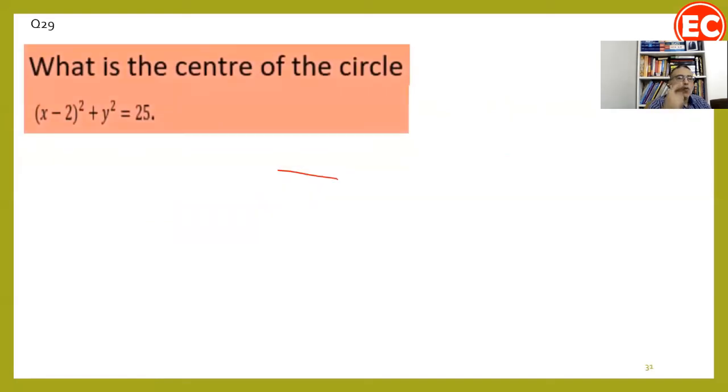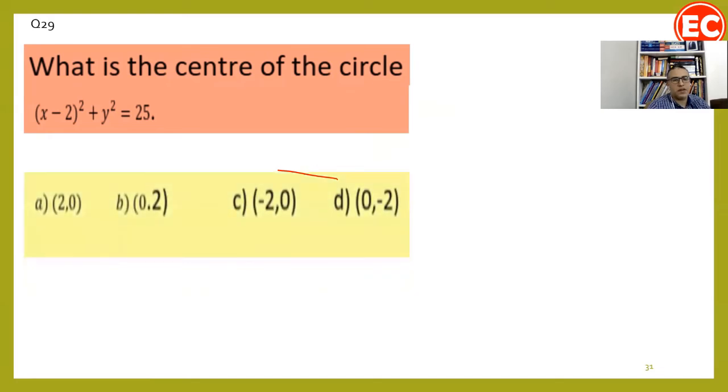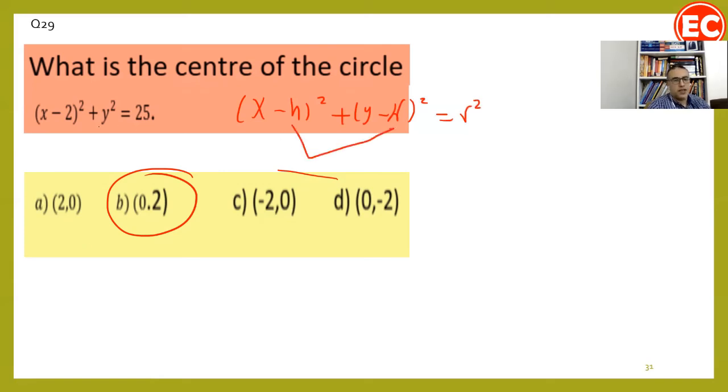Question 29. What is the center of the circle whose equation is (x minus 2) squared plus y squared is equal to 25? Yes, very good. 0 and 2. Why? Because this is in the form, so h and k is the center. And there is no k here, so it's equal to 0. I made a mistake. It's 2 and 0. Change the number beside x with the number of y.